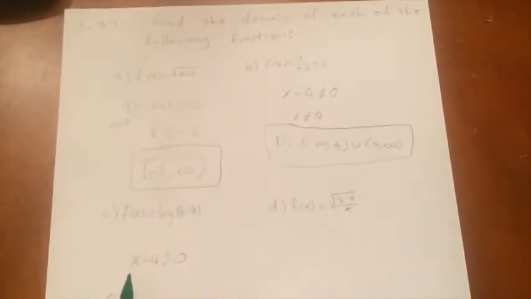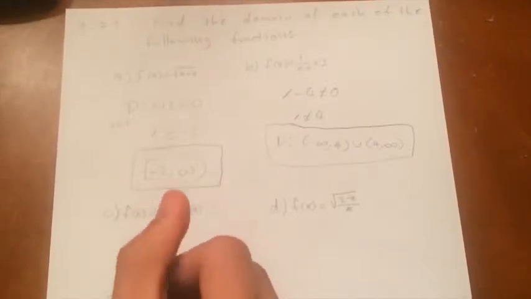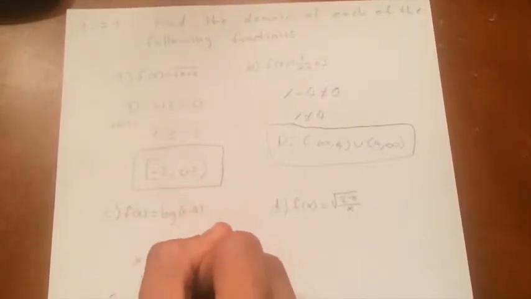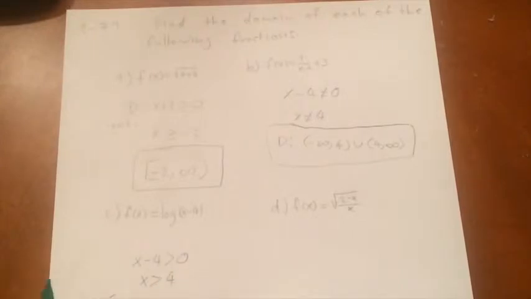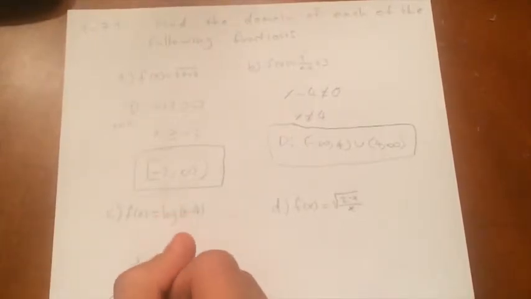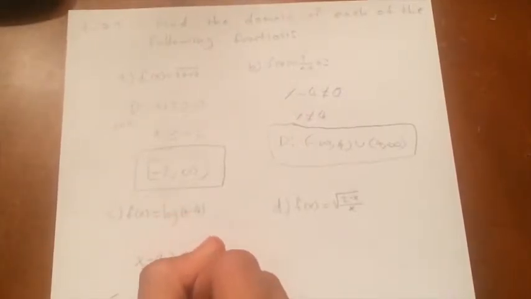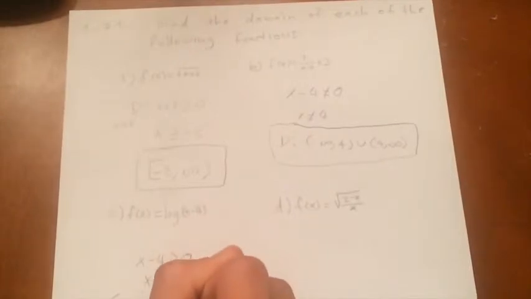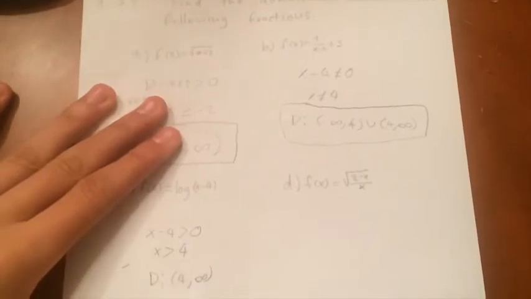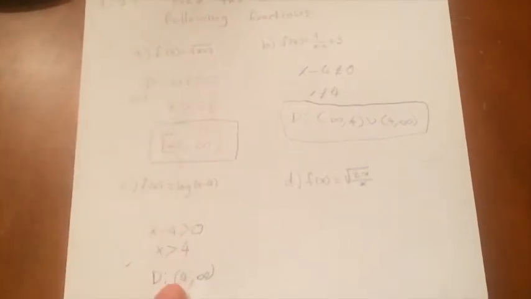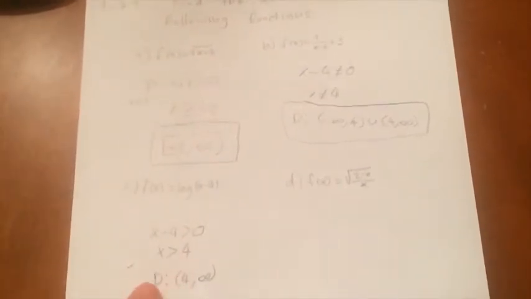So once you know that x minus 4 is greater than 0, you know that x is greater than 4 by adding 4 to both sides. So the domain must be from 4 to infinity. And notice that I put a parenthesis around the 4, not a bracket, because the domain does not include 4. It's greater than 4, not greater than or equal to 4. So that is the domain for part C.